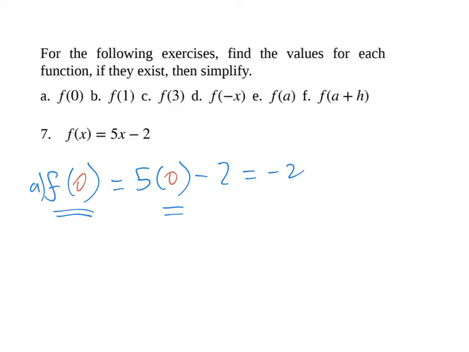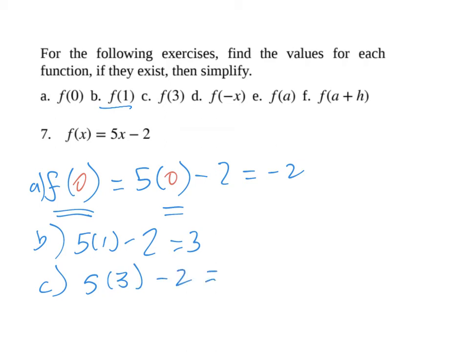And we're just going to run through this process for each of these values. So for letter B here, f of 1, it's going to be 5 times 1 minus 2. 5 times 1 minus 2 is 3, so there's my answer for that one. For letter C, 5 times 3 minus 2, that's going to be 15 minus 2, which is 13. So those first 3 answers were pretty straightforward. Just a little bit of arithmetic there, and we were able to handle it.